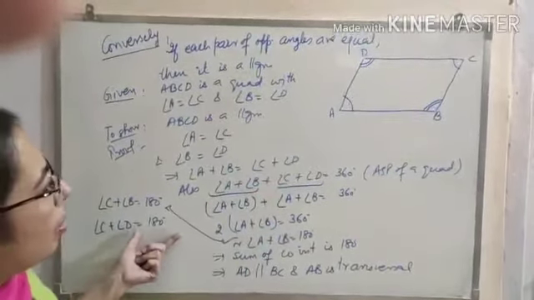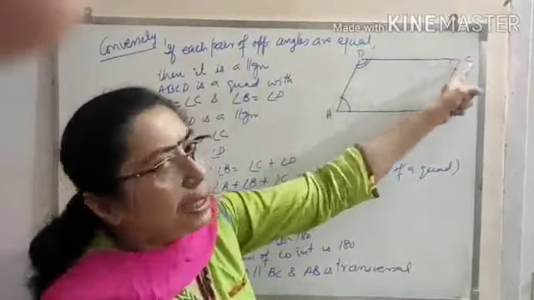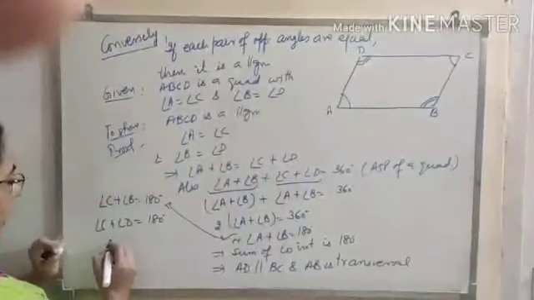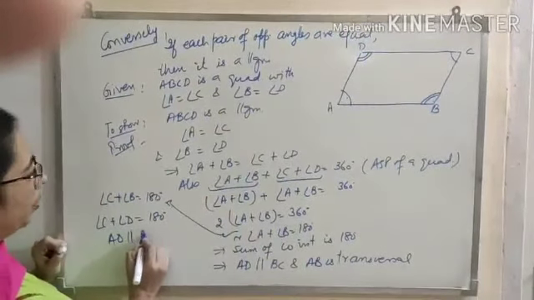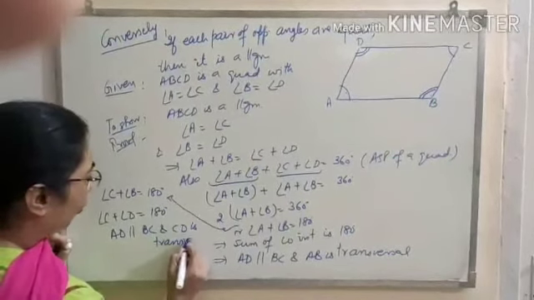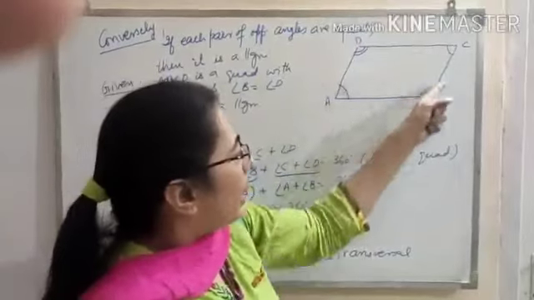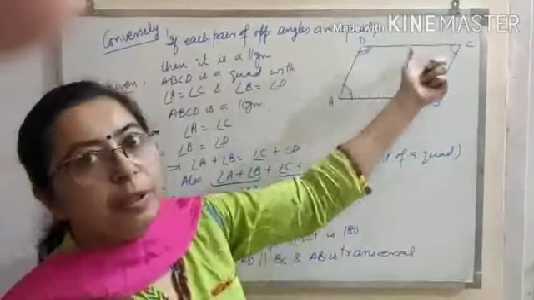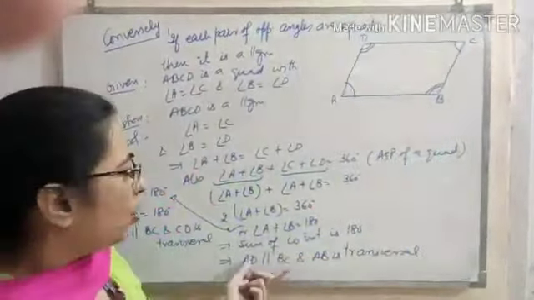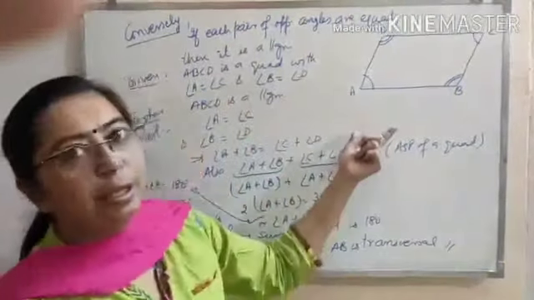When C plus D is also 180 degrees, then you will say AD is parallel to BC and CD is transversal. Now from both these you can say AB is parallel to CD and AD is parallel to BC. Therefore ABCD is a parallelogram. Last two lines you can do it yourself. So this completes ABCD is a parallelogram.